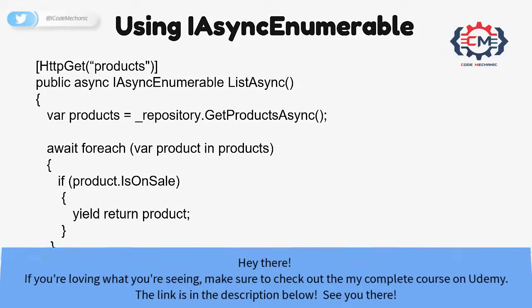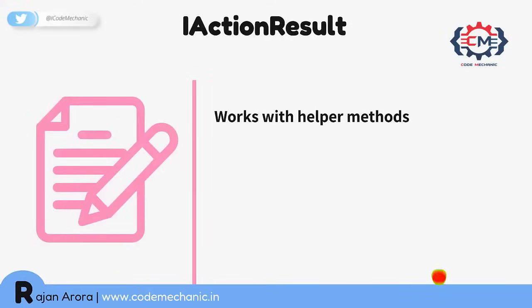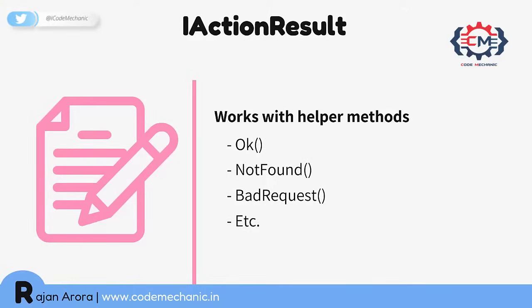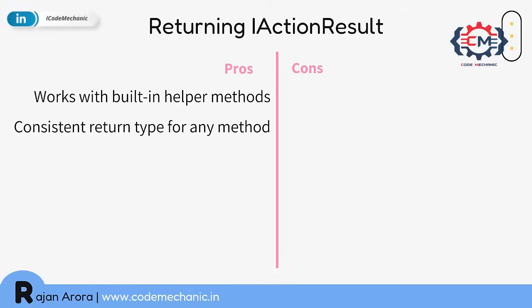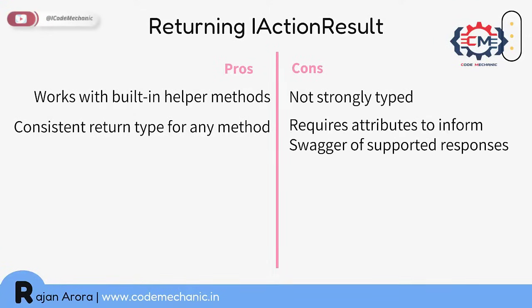If you choose to return IActionResult, it is a more flexible return type that was first introduced in the early versions of ASP.NET Core. It works with the built-in helper methods that are exposed by the base controller class available in ASP.NET Core MVC. When we think about IActionResult, in addition to being able to use the built-in helper methods, you can also standardize on this so that you have a consistent return type that you use for every action method. However, it does have the drawback of not being strongly typed.